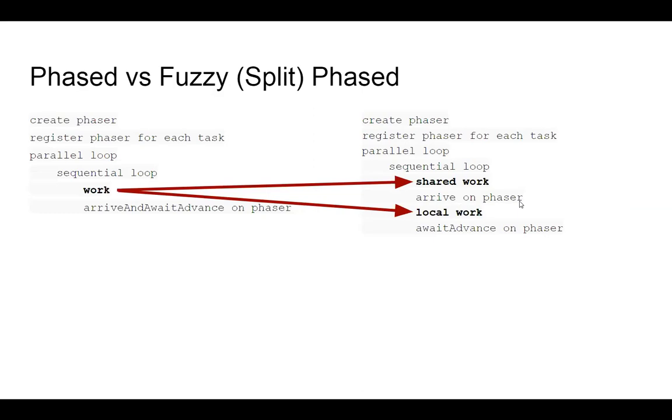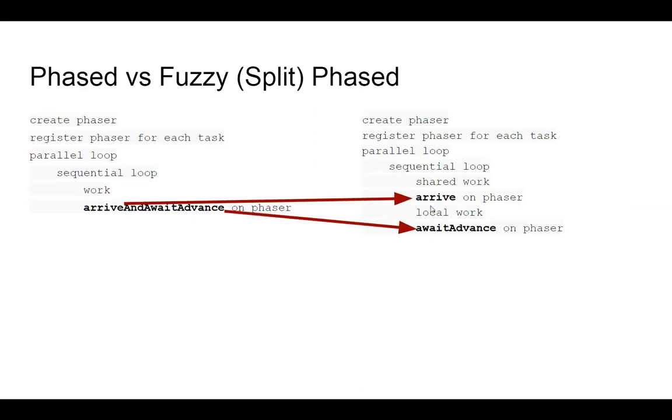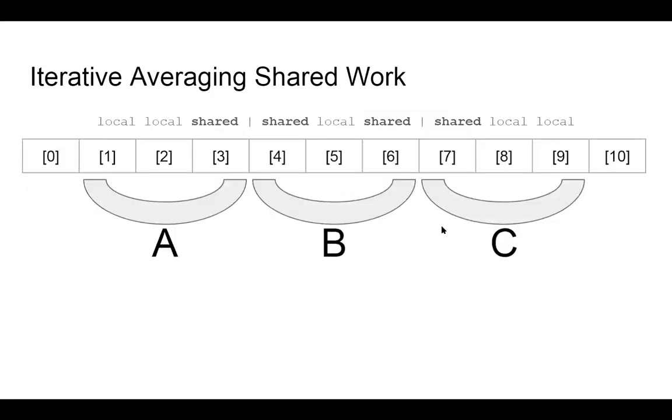And so in between, instead of arriving in a wait advance, you say, I've arrived. By the way, if my neighbors are interested, they can go ahead and move on. So you stop making people wait on you. Then you do your local work, which you're the only one who cares about. Then you wait on the phaser that you're interested in, right? So this is nice in that the shared work gets done right away.